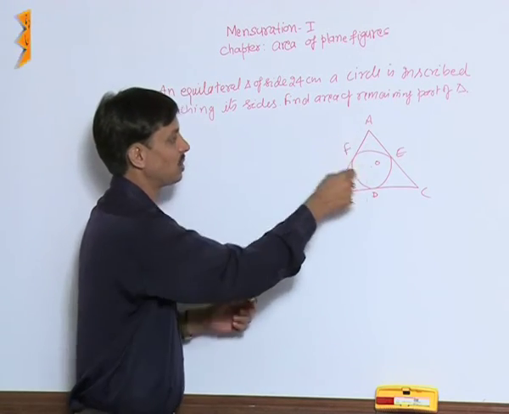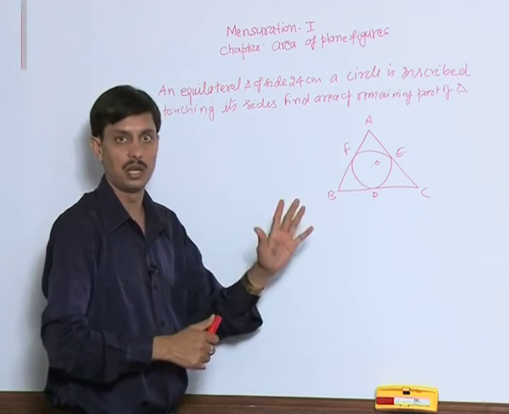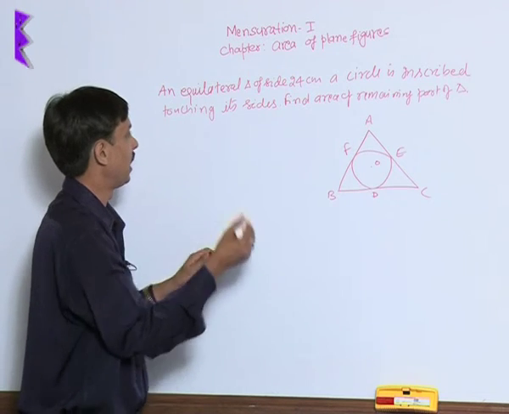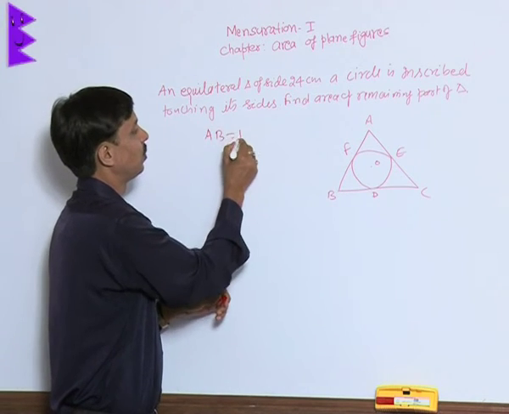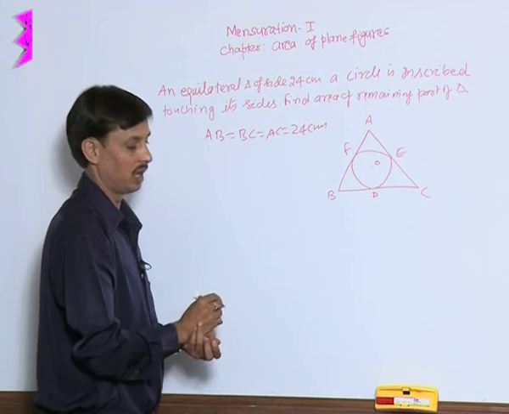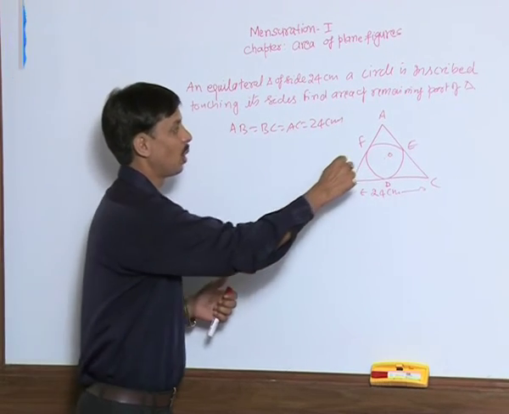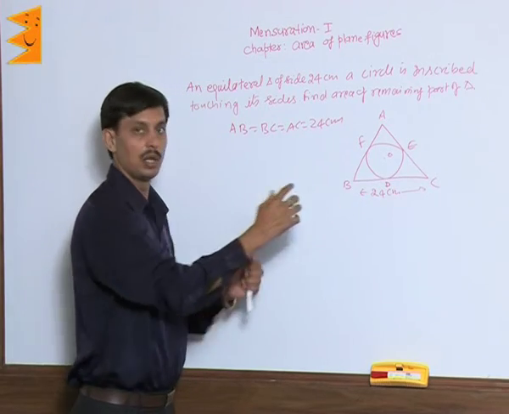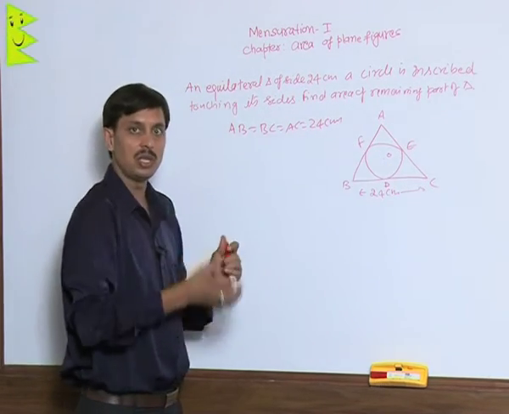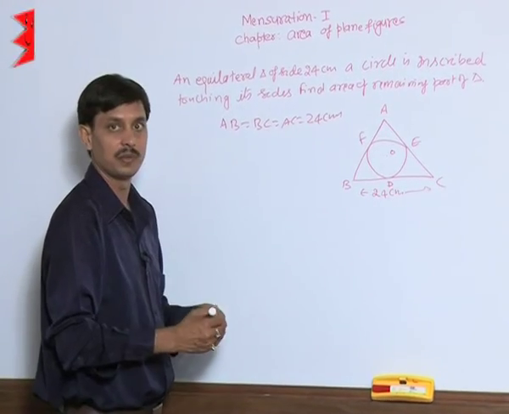So how will we find the radius of this circle? Because we have its side. We have the side of the triangle AB equals BC equals AC equals 24 centimeter. To obtain the area of the triangle which is not enclosed in this circle, first of all we will calculate the area of triangle ABC, an equilateral triangle whose side is 24 centimeter, as mentioned.